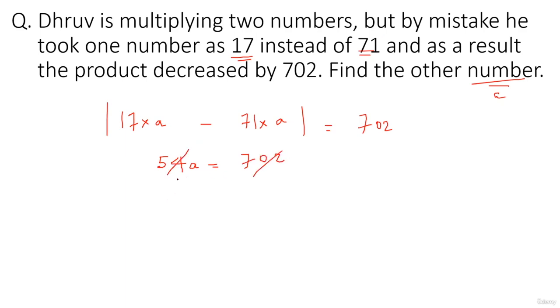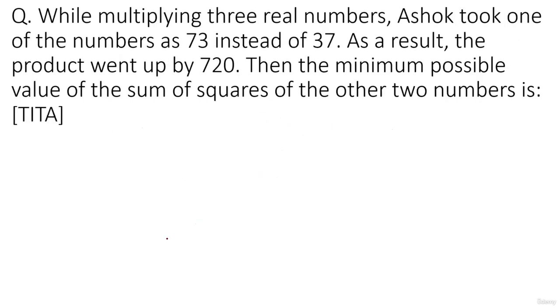ये 9 से जाएगा, 9 6 are 54, 9 7 are 63, 9 8 are 72, and 6 से भी जाएगा, 6 13 are. So we get A is equal to 13. The other number is 13. Very simple. Based on this, let's solve one more question.